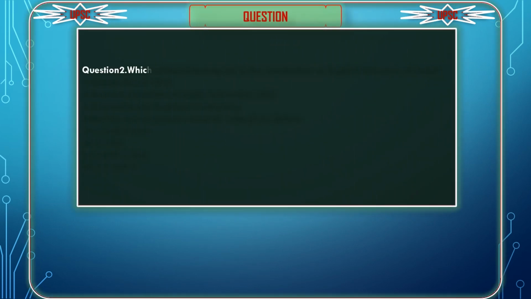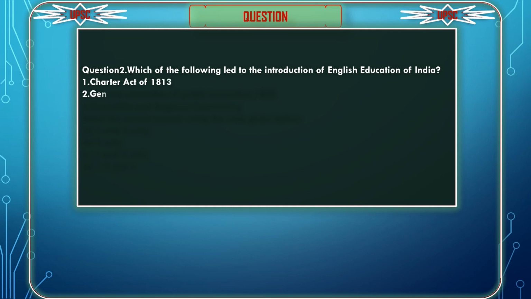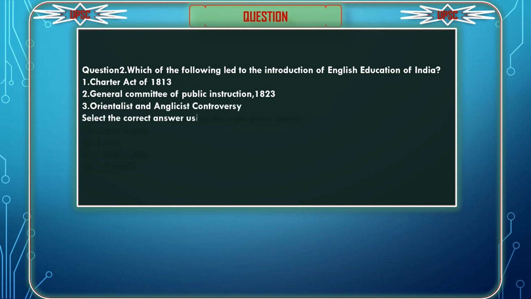Question 2. Which of the following led to the introduction of English education of India? 1. Charter Act of 1813. 2. General Committee of Public Instruction, 1823. 3. Orientalist and Anglicist controversy. Select the correct answer using the code given below. A. 1 and 2 only. B.